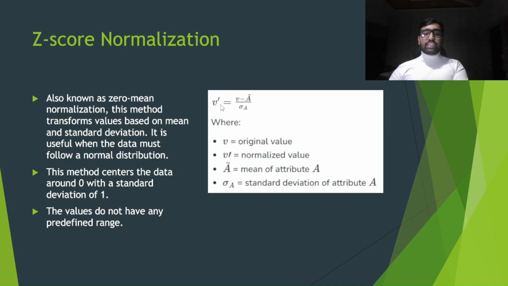The formula is v dash equals v minus a divided by sigma a. Here v is the original value, v dash is the normalized value, a refers to the mean of attribute a, and sigma a is the standard deviation of attribute a. This method centers the data around 0 with a standard deviation of 1. The values do not have any predefined range. So this is one more difference of z-score normalization with respect to min-max, where in min-max the data is strictly normalized to between 0 and 1, whereas in z-score normalization the values do not have any predefined range.